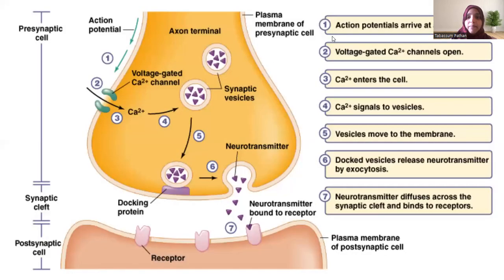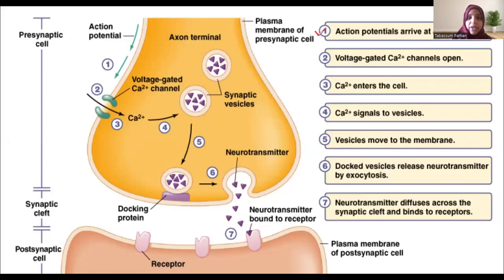So step number 1, signal is coming, action potential arrives at the axon terminal. Step number 2, channels will open, calcium ions will enter, and the increase in calcium ions will cause what? Calcium ions will signal these synaptic vesicles to go and fuse with the membrane. Vesicles will move towards the membrane, and then they will release the neurotransmitter by exocytosis. Then the neurotransmitters are now in the synaptic cleft.